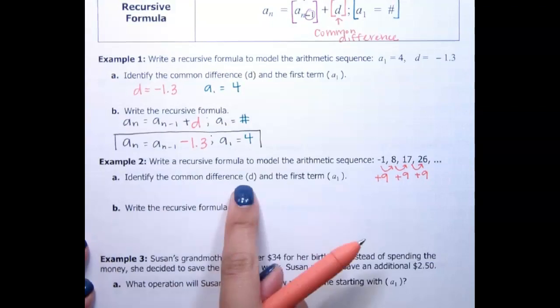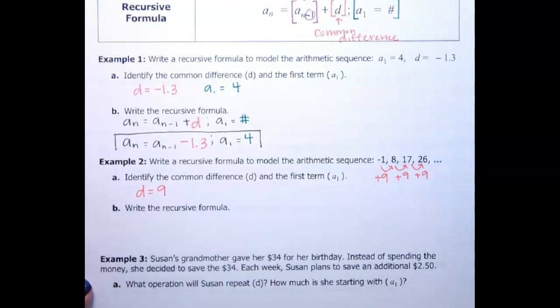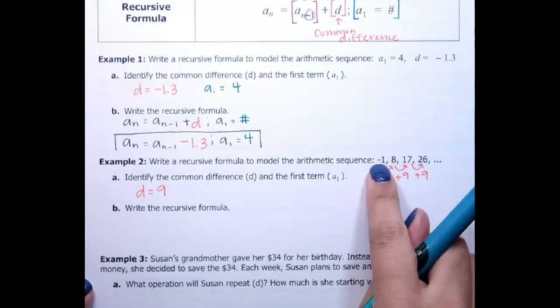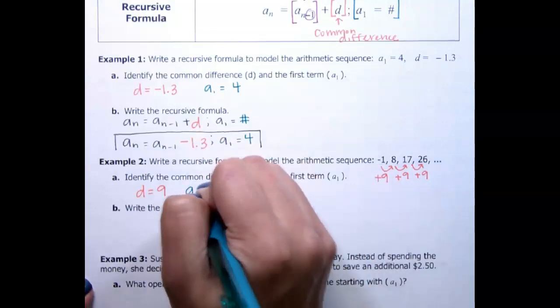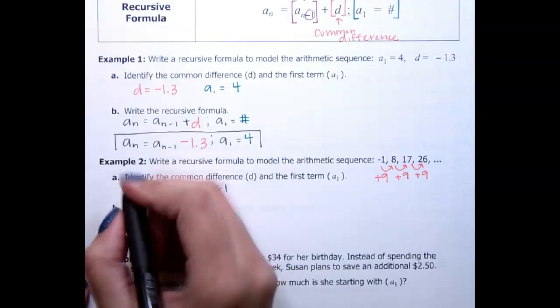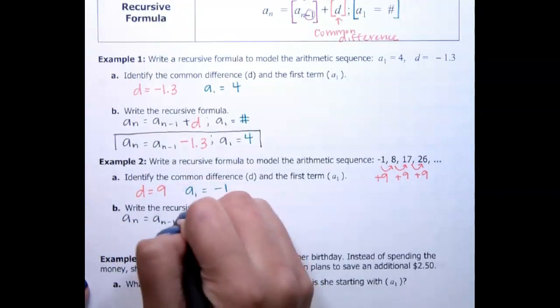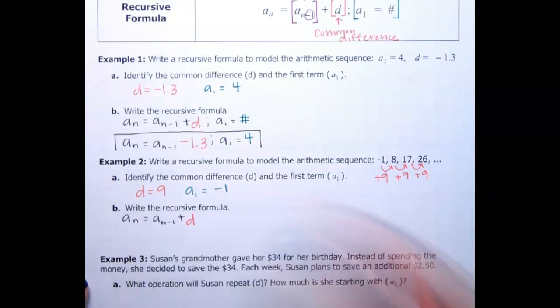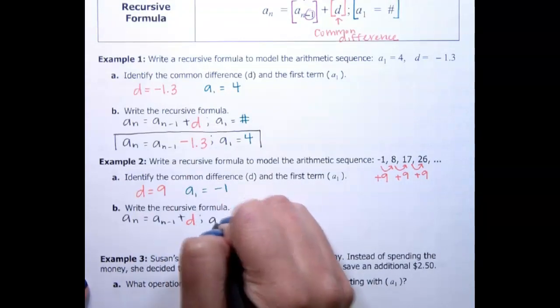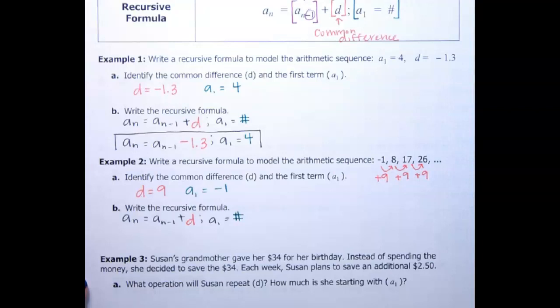So identify the common difference. Well, that's what we just did here. So my common difference is 9. Identify the first term. Well, what's the first number in the sequence? My first term is -1. So now that I have my first term and the common difference, I can write my recursive formula. A sub n equals a sub n minus 1 plus D, and then we always have to show what our first term is. Okay, so now I'm going to rewrite that, replacing the D and the number with the correct values.